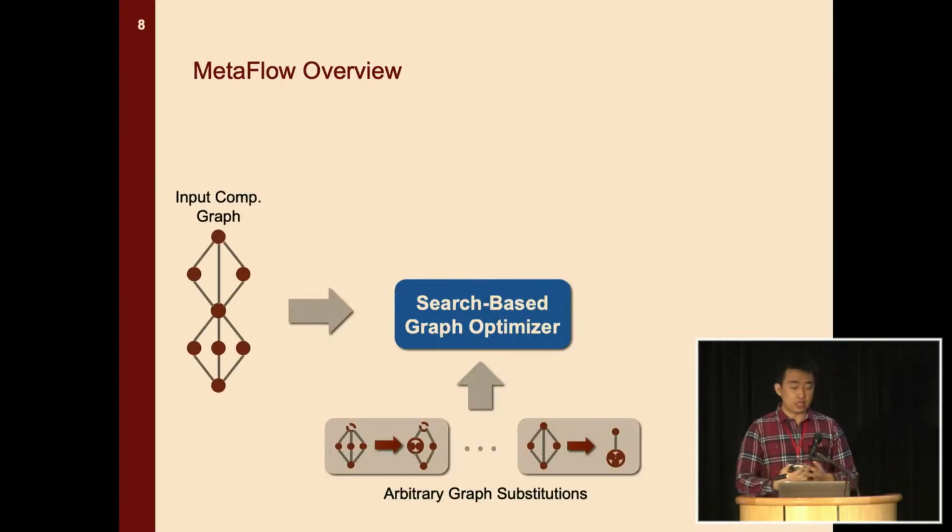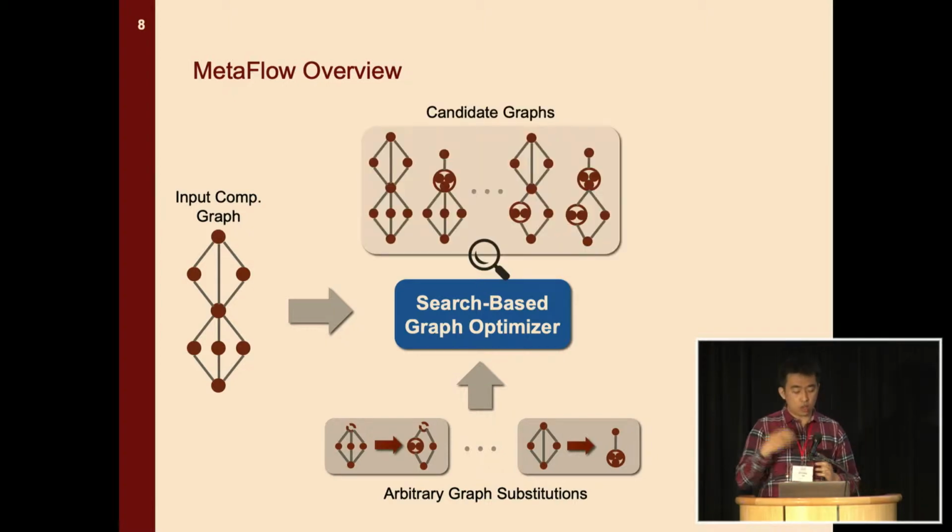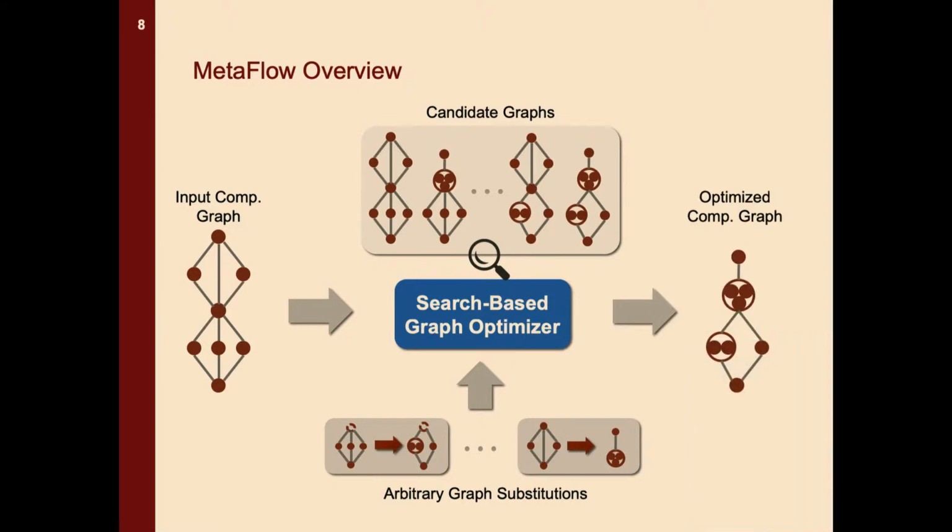So we implement this idea in a system we call MetaFlow. This slide shows an overview of MetaFlow. We take as input a computation graph and also a list of potential graph substitutions. MetaFlow, a search-based graph optimizer, will automatically explore the space of all candidate graphs that are generated by different combinations of your graph substitutions. All candidate graphs in this space are equivalent, so they can compute the same output, but they have very different runtime performance. So the graph optimizer will explore that search space and generate an optimized computation graph.